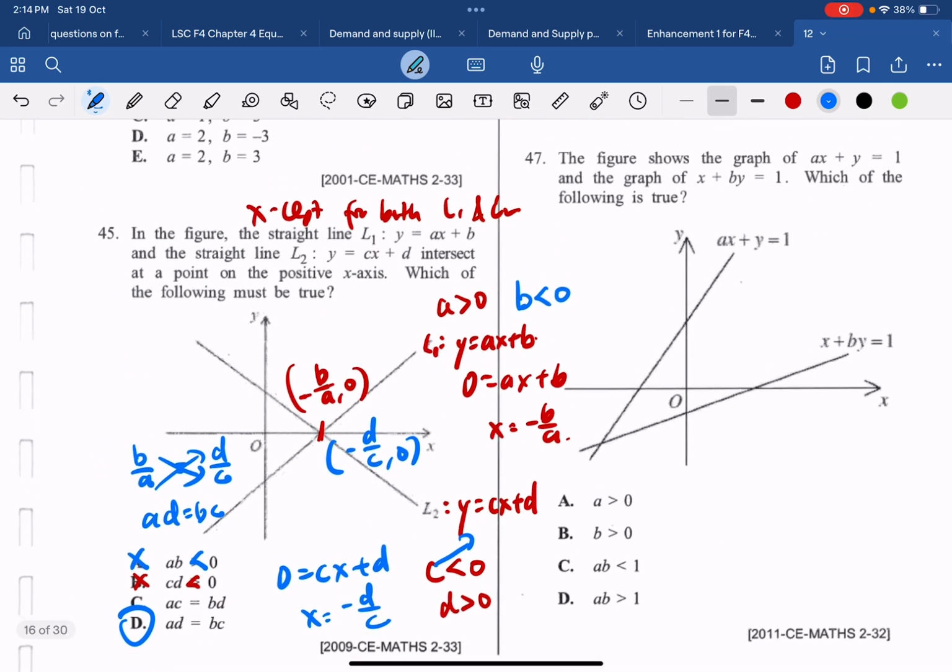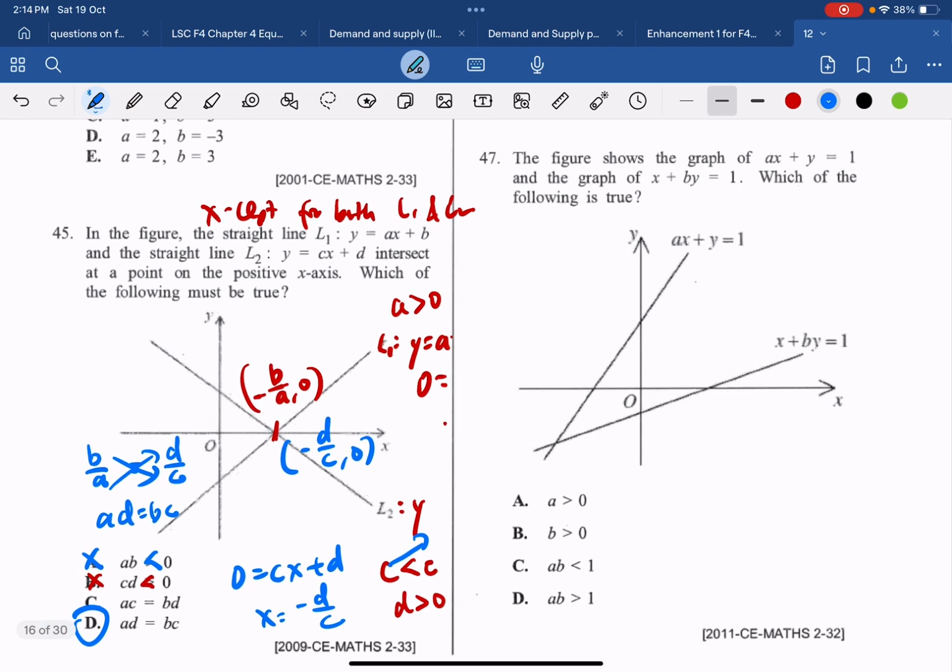Okay, let's try to do more questions. 其實你都係睇下正負嘅啫，得唔得？ Okay, so this line is ax plus y equals 1. This one is x plus by equals 1. So again, spend some time to do it first, and then you listen to my explanation. So I will try to see slope first. The slope of this line would be negative a, and the slope of this line would be negative 1 over b.